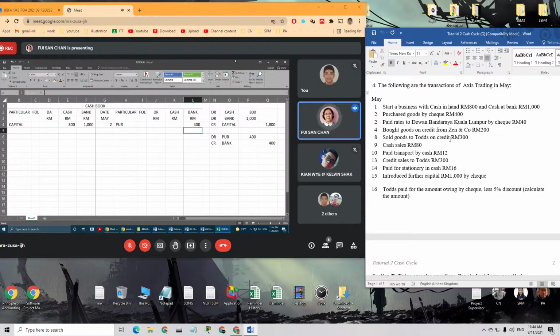Pay rates to Dewan Bandaraya Kuala Lumpur by check. You see the keyword by check. Yeah, by check. I can't project the question and the answer together, unless I put half screen, half. So do you need the question or you have a question? In fact, I printed out my question. So that's why I am able to read from my question.